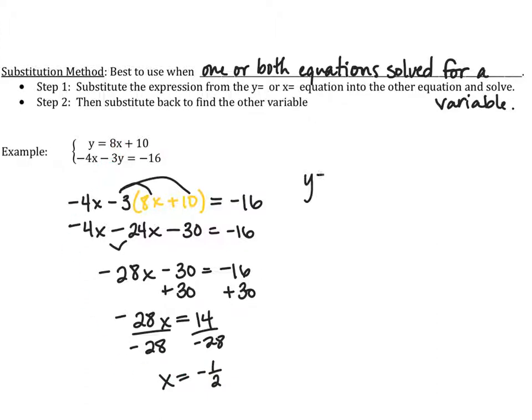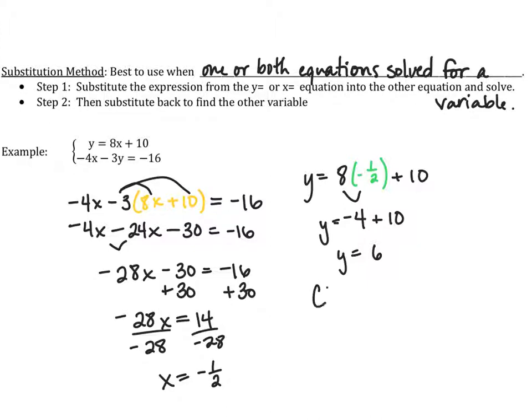So y equals negative 8 times negative 1/2 plus 10. And then just simplify. Negative 8 times negative 1/2 is negative 4, because it's the same as dividing by 2. Plus 10. Drop down that y equals just for good measure. And then y equals 6. I'm going to show you this just the one time.